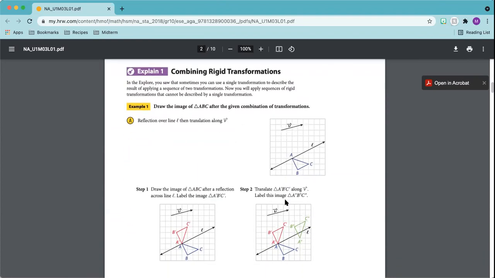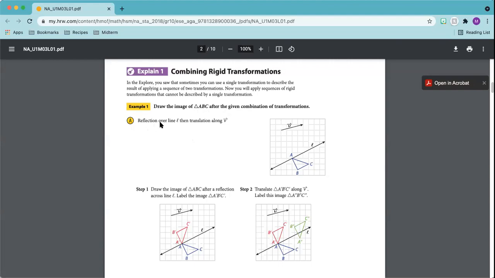But the first main section is combining rigid transformations. So remember that rigid transformations don't change its size, okay? We're just looking at the transformations of reflection, rotation, and slide, okay? So we have here, draw the image of ABC after the given combination of transformations.